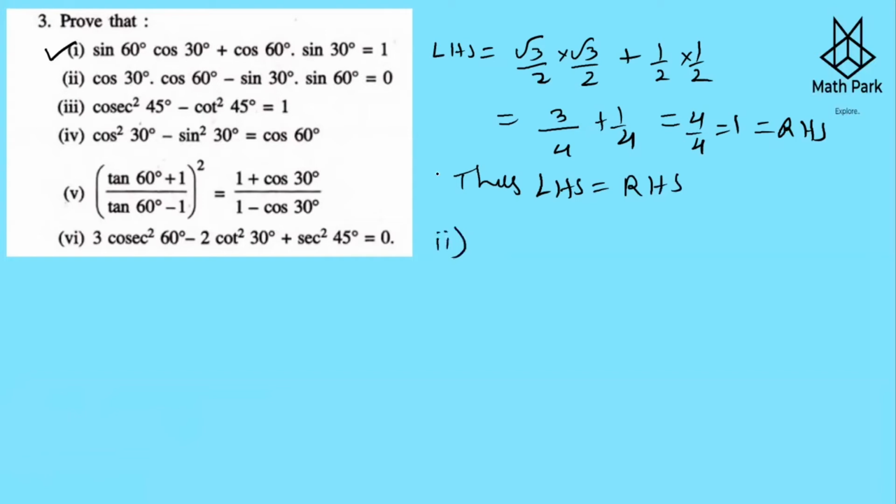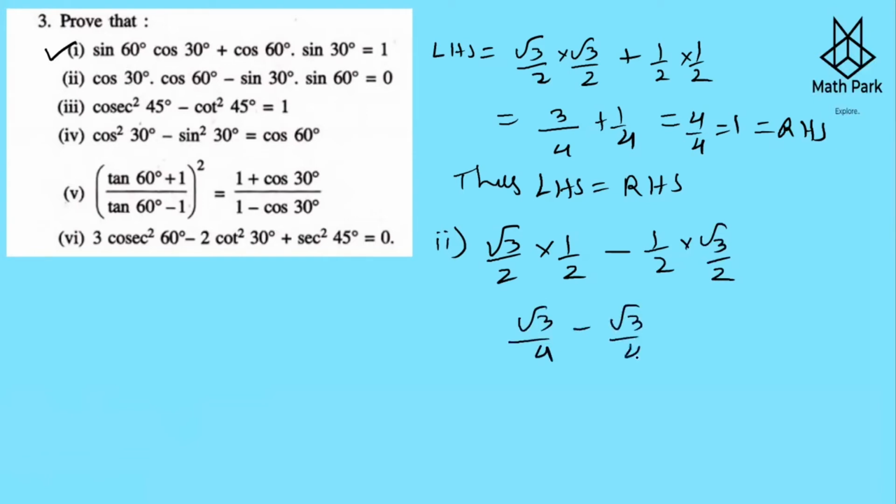The second part of the question is cos 30. Now cos 30 is root 3 by 2 into cos 60 is half, minus sine 30 is half into sine 60 is root 3 by 2. So we get here root 3 by 4 minus root 3 by 4, which is equal to 0. And this is our RHS and this was our LHS. So this is how we proved LHS is equal to RHS. We are done with the second part also. Let us start with the third part over here.